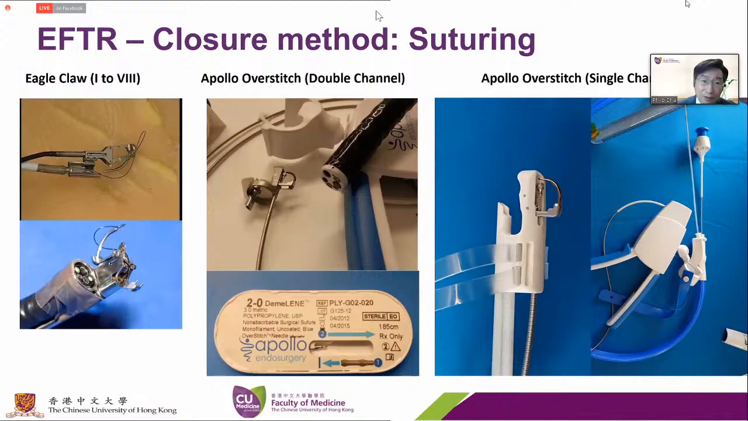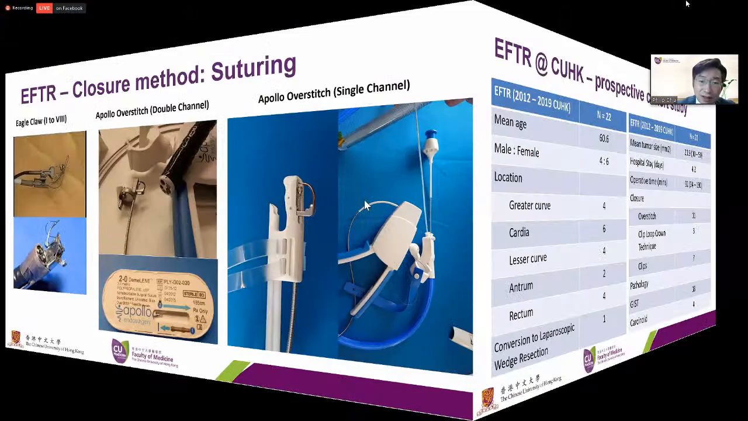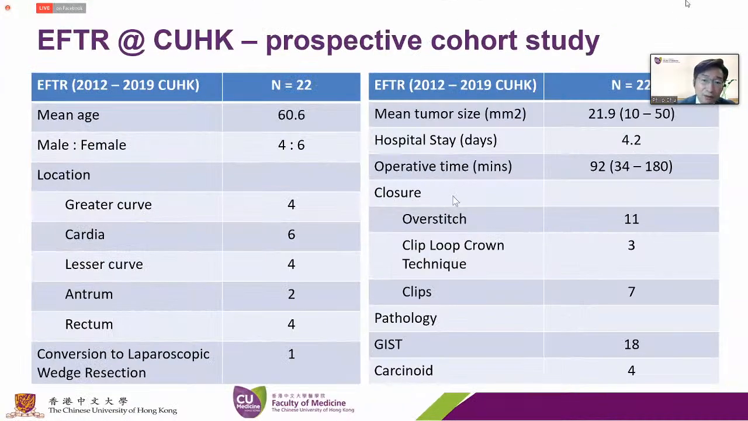We have done more than 22 cases of this endoscopic full thickness resection. Operative time is 92 minutes. The size of the tumor is 21 mm. You can see that half of these cases require overstitch for closure, and most of these tumors are GIST tumors.